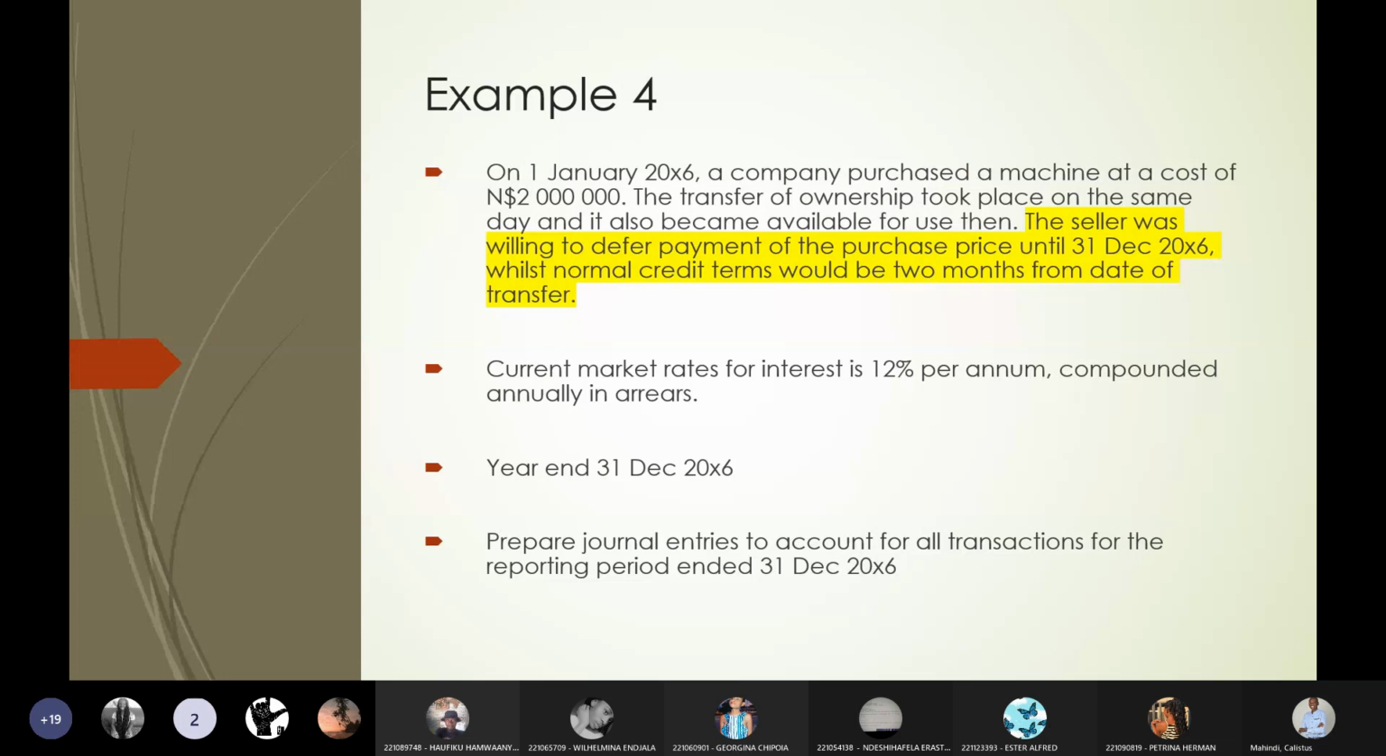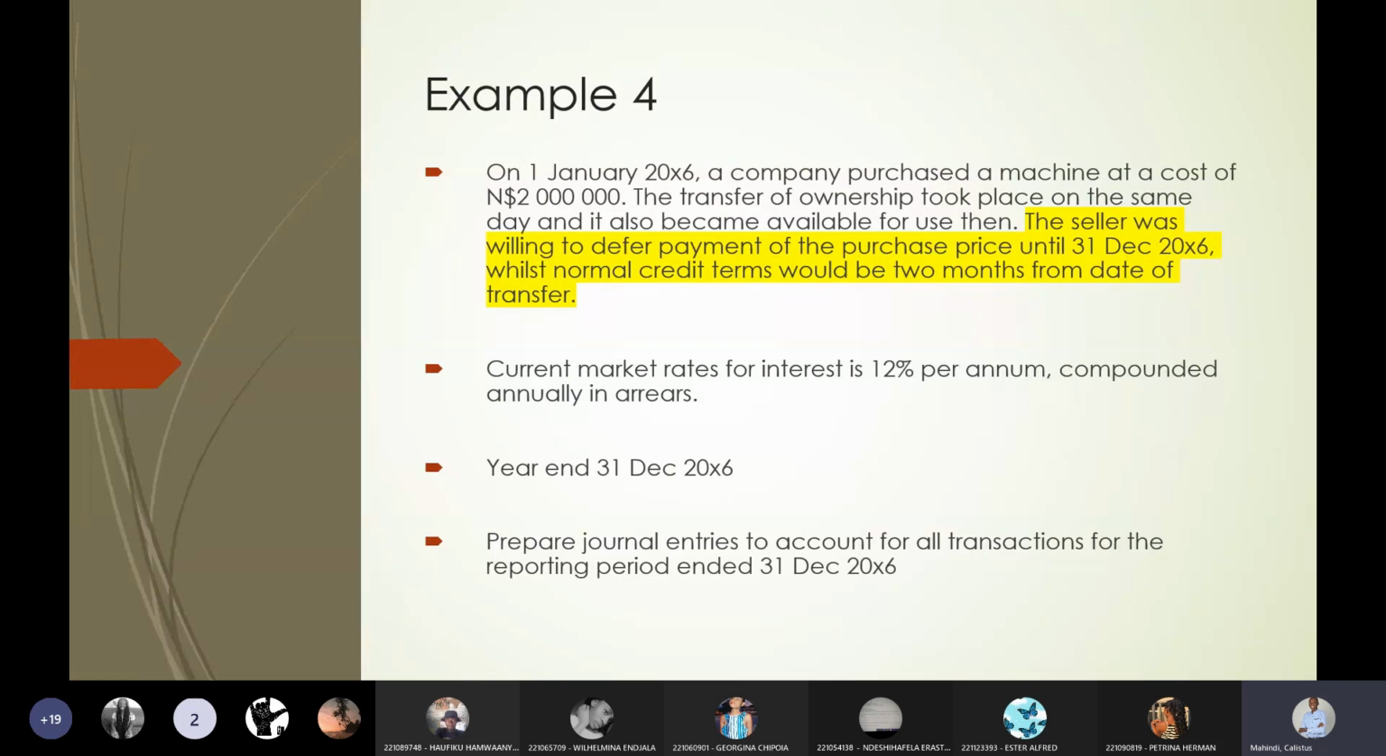9 months from 1st of March. We'll count from 1 March, so you have the whole of March. 10 months. So the payment was deferred for 10 months, which means that the interest has to be allocated for 10 months.